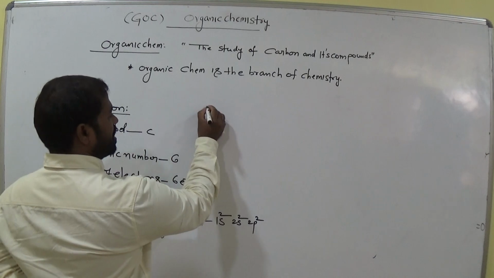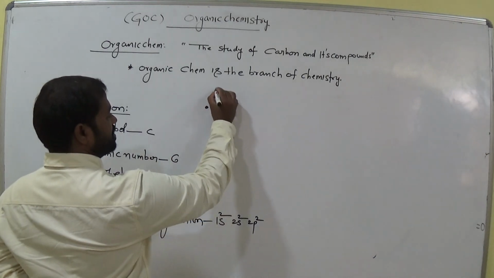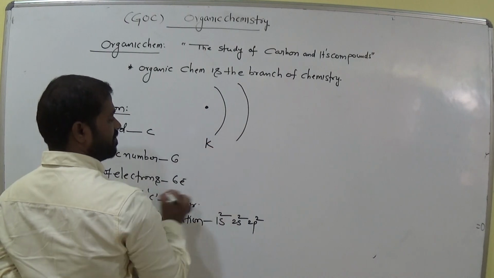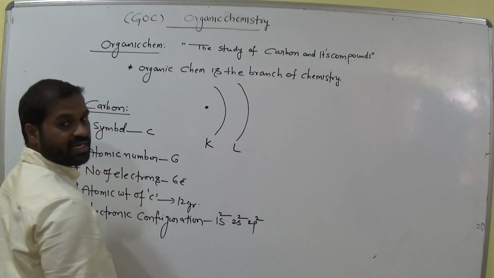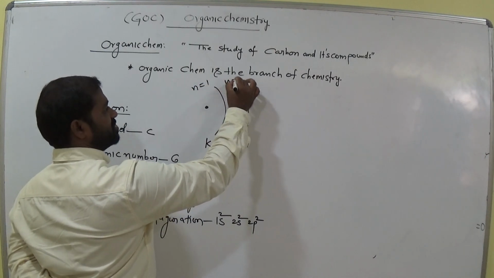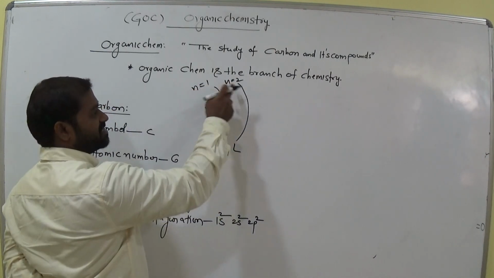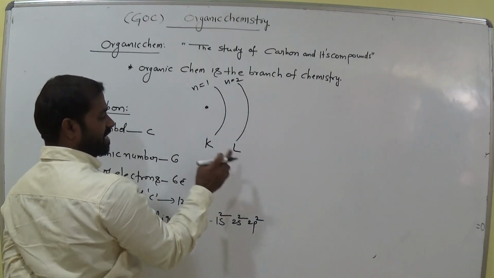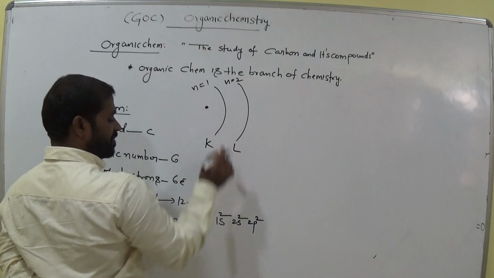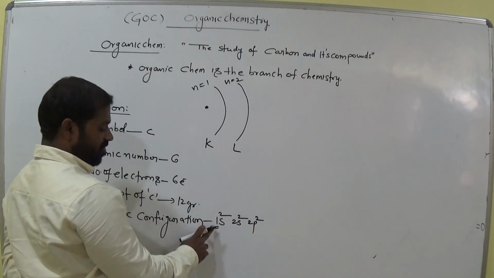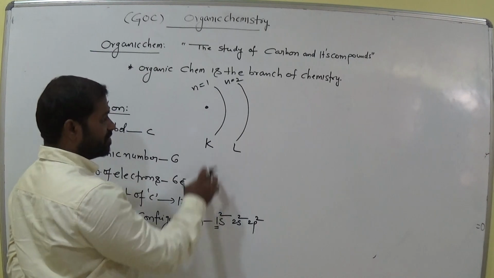So now this is the nucleus of the carbon. This is the first orbit and the second orbit. What is the name of the first orbit? K and L, am I right? Also we represent n equals 1, n equals 2, the first orbit number and second orbit number. The name of the first orbit is K, and the name of the second orbit is L. Okay. So in the number of electrons, this number represents the orbit number. 1 means the first orbit.